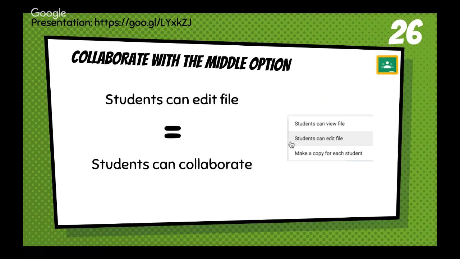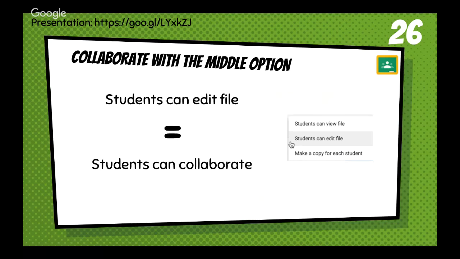So we know in Google Classroom, when we create a file and we attach a Google Drive file, students can view the file, and that basically means that the students can only see the file, they can't change it. Students can edit the file, and this is where all of the students are editing one single file. And then the third option is to make a copy for each student, and that would again make a copy in everybody's Google Drive of the file individually with their name on it.